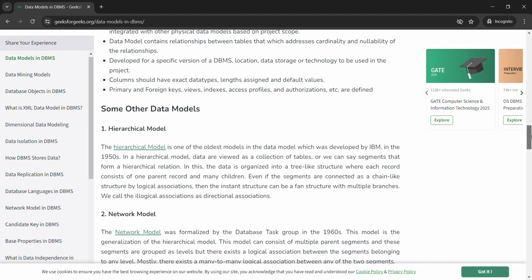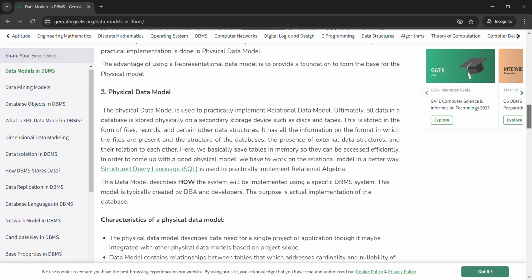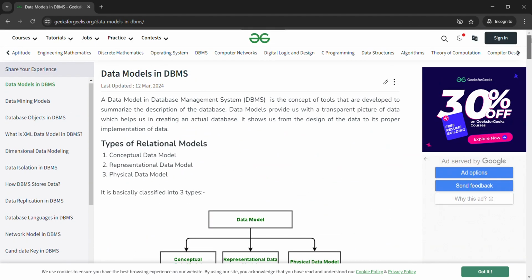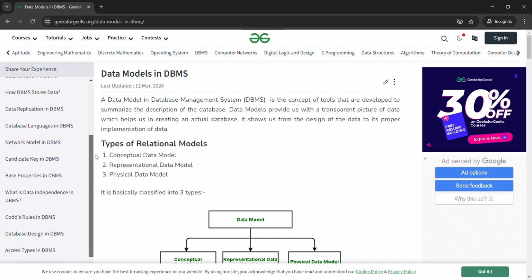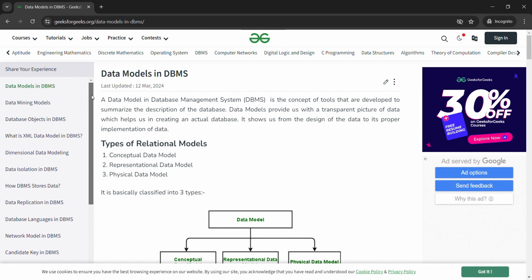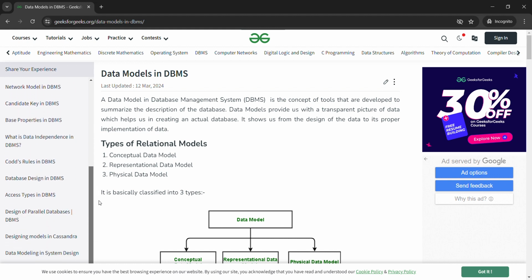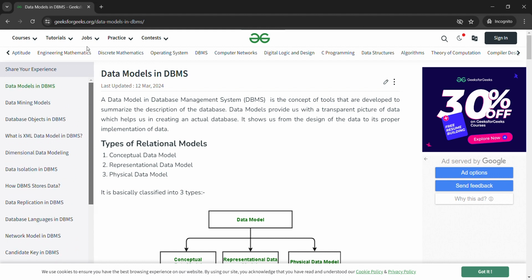Anyway, so these are the concepts of the data model. You have to follow this website to learn some more things, because there are lots of parts of data modeling, and from this website you can learn about aptitude, engineering, mathematics, discrete mathematics, operating systems, DBMS, computer networks, and all.